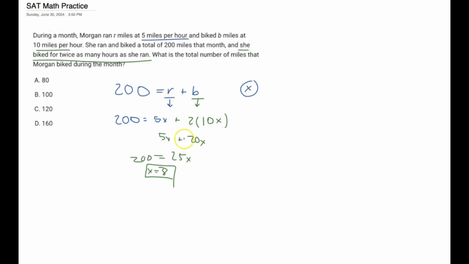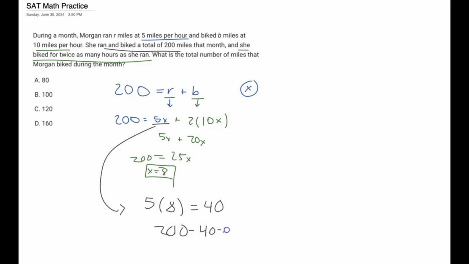Why? Well, because we can plug this back into the 5x here. We know that she runs 5 miles per hour. So if she's doing the activity for 8 hours, that's going to give us 40 miles. And we know in total, she ran and biked a total of 200 miles. And so 200 minus 40 is 160 miles. And so that is our final answer. And there's another way you can check.